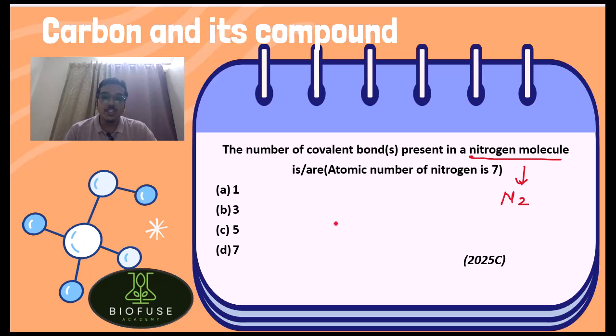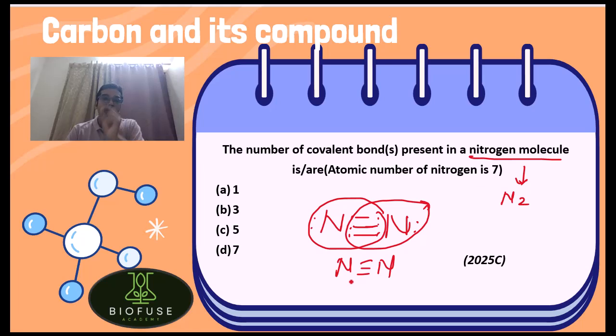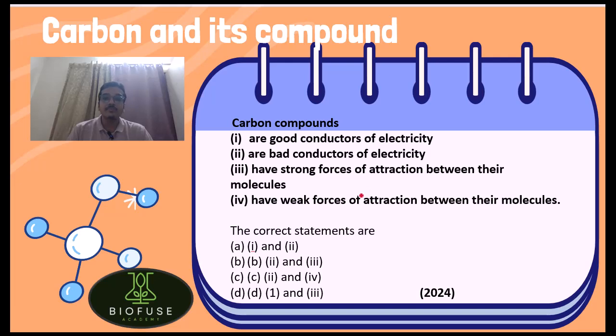We have studied the electron dot structure of the nitrogen molecule, correct? Each nitrogen has 5 valence electrons: 2 paired and 3 unpaired. These 3 unpaired electrons form the 3 covalent bonds, as each nitrogen shares 3 valence electrons. So it is forming 3 covalent bonds. So option B is the right choice. Let us go for the next question.